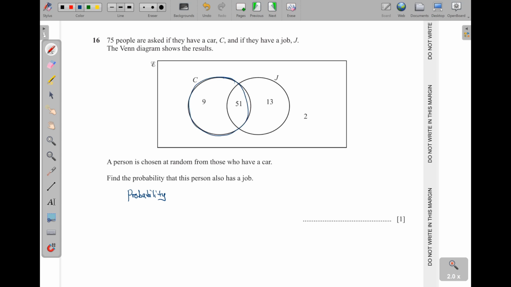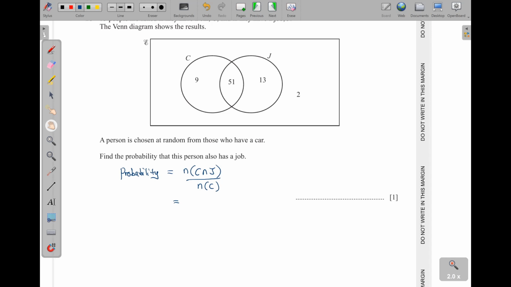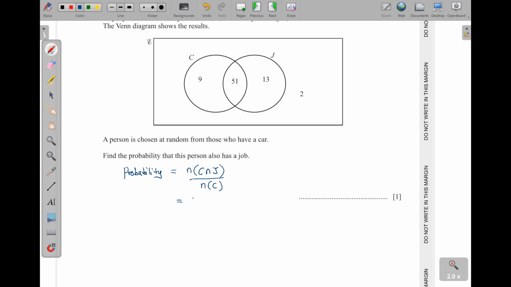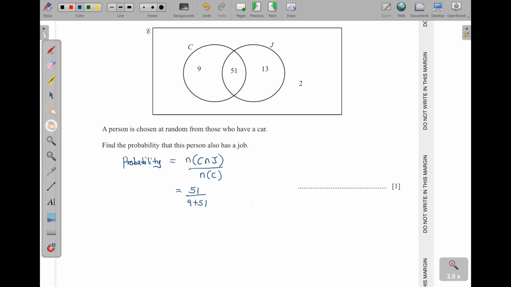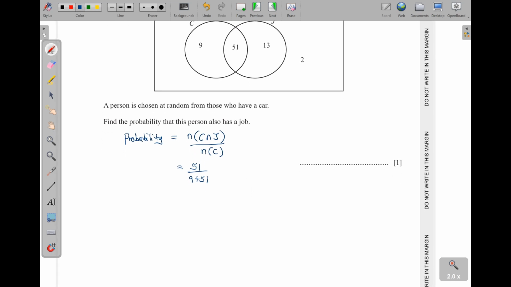Okay. Now, find the probability that this person has a job. So that is the one in the middle here. They are choosing from the intersection region. So that means we are going to have the number of those in C intersection J, divided by the number of those in C, because we are picking from those who have a car, not the universal set. So this is 51. We shall have 51, then we divide by the total, which is 9 plus 51, and this gives us 51 over 60.